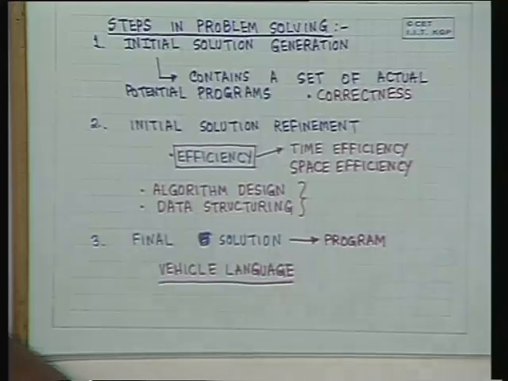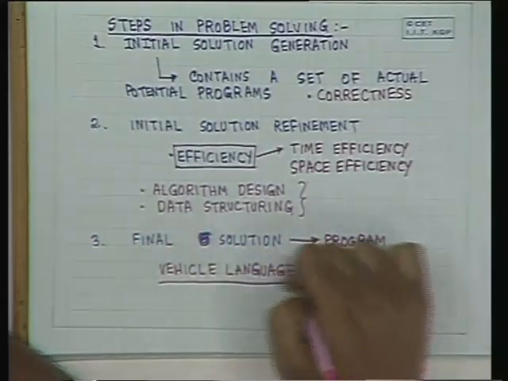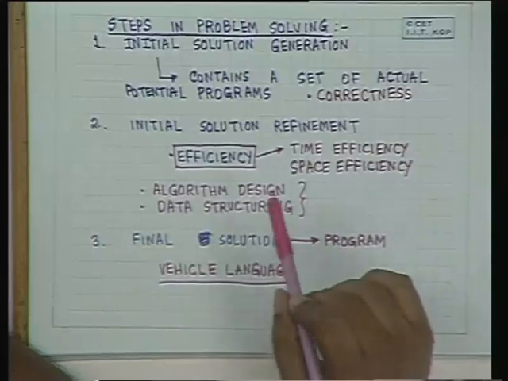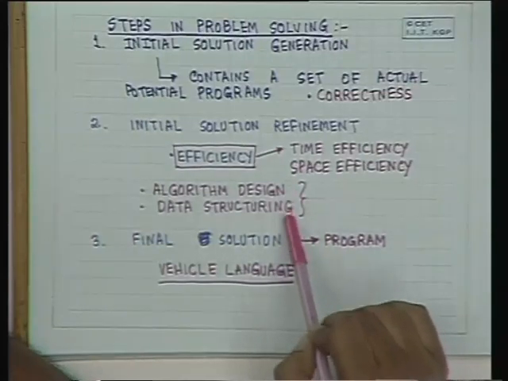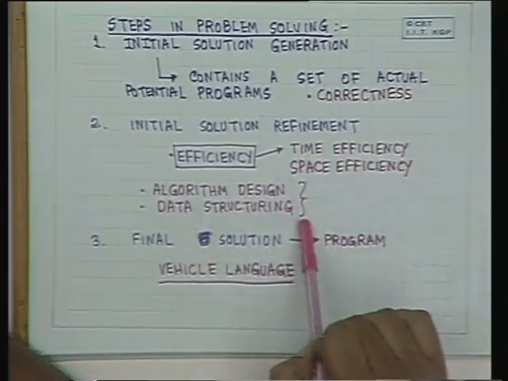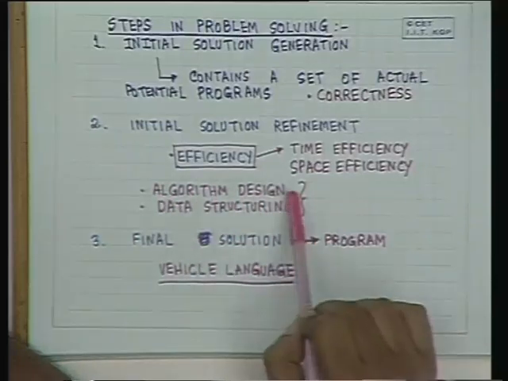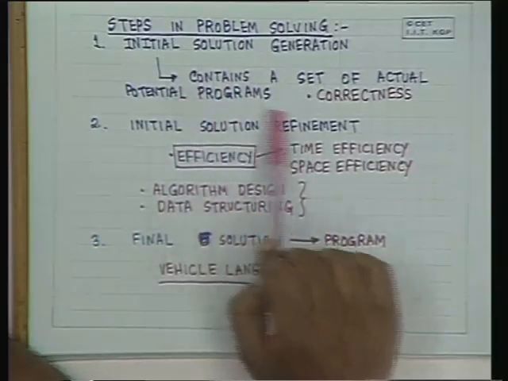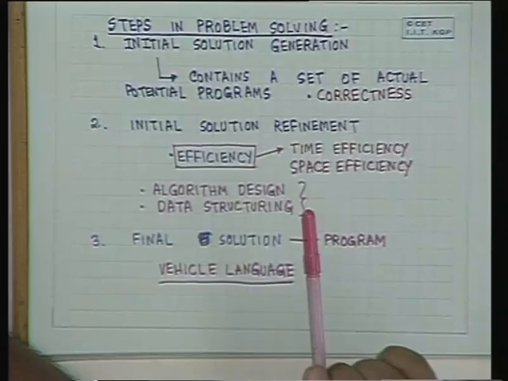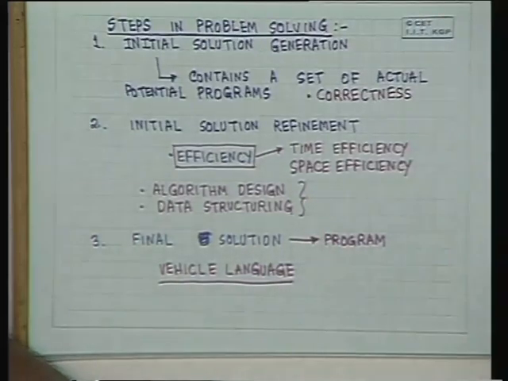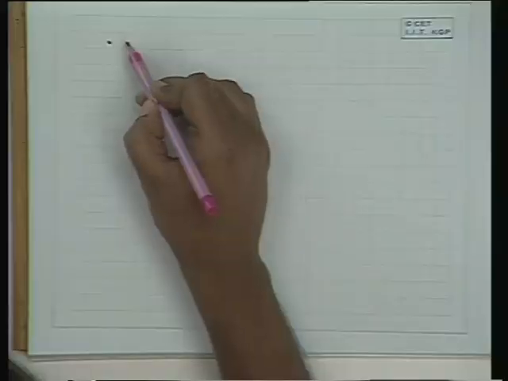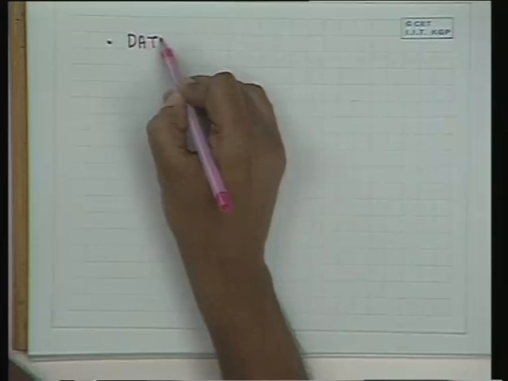And these high level languages require several features which make them quite useful for writing out our programs. And these features are related to data structuring, algorithm design, especially problem decomposition. So some of these languages, which are high level languages, provide features for data structuring.